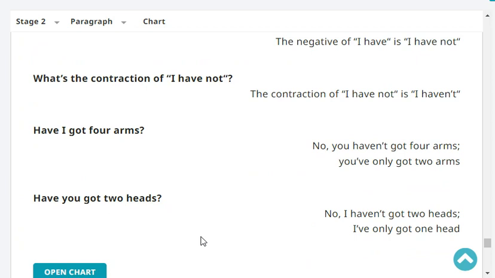Have I got four arms? No, you haven't got four arms. You've only got two arms. Very good. Have you got two heads? No, I haven't got two heads. I've only got one head. Very good.